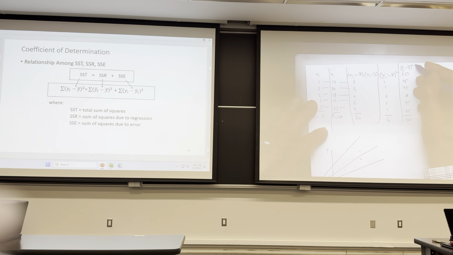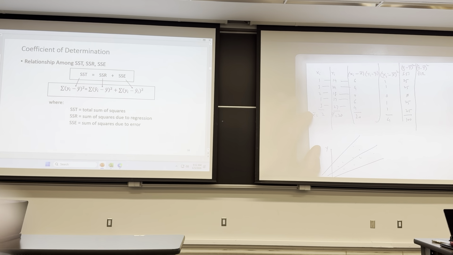I'm calculating another column, SSR. And what is SSR? SSR is y hat minus y bar squared. This is the reduction in error if, instead of the mean, we use the regression equation. So y hat minus y bar. Now I need one more column.